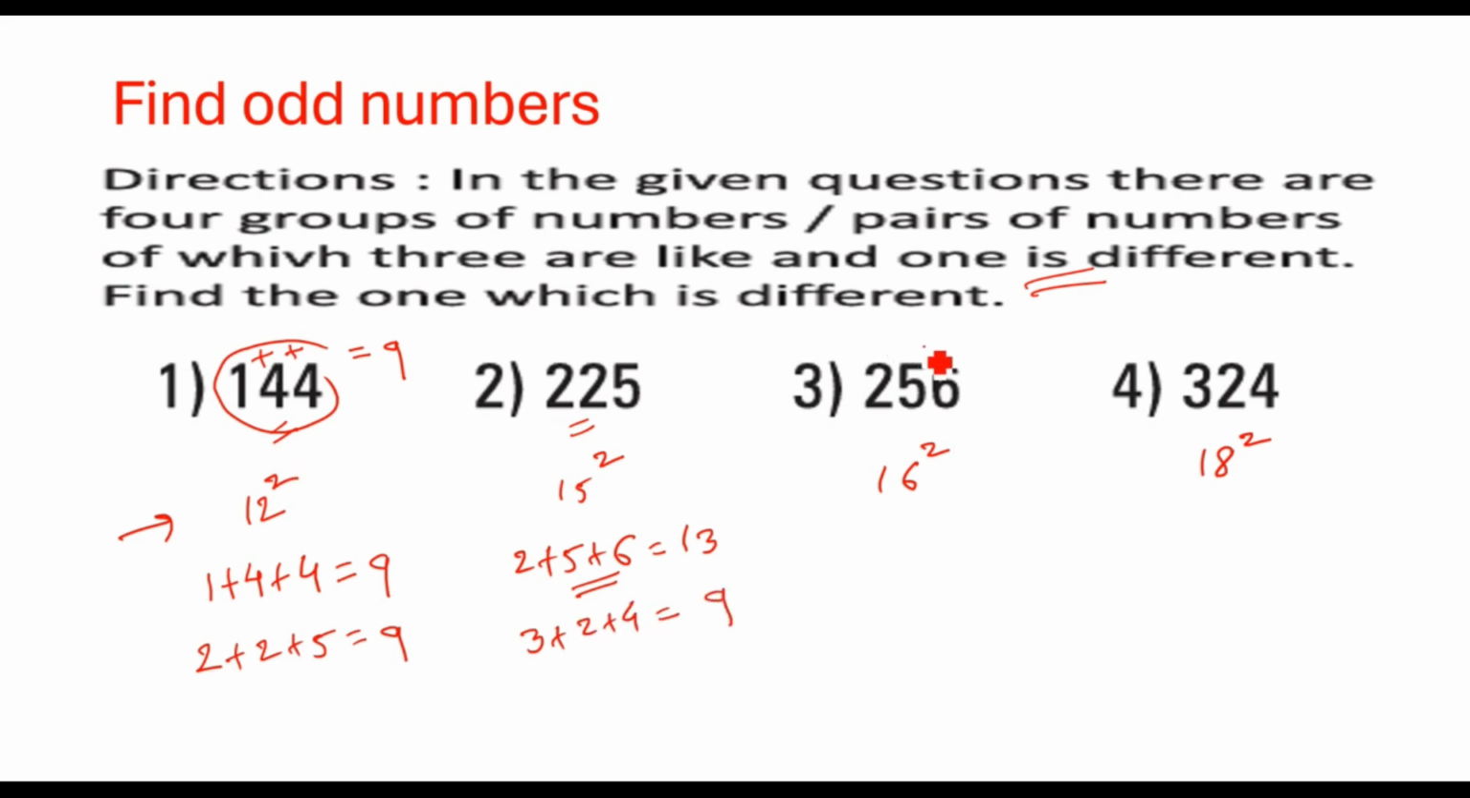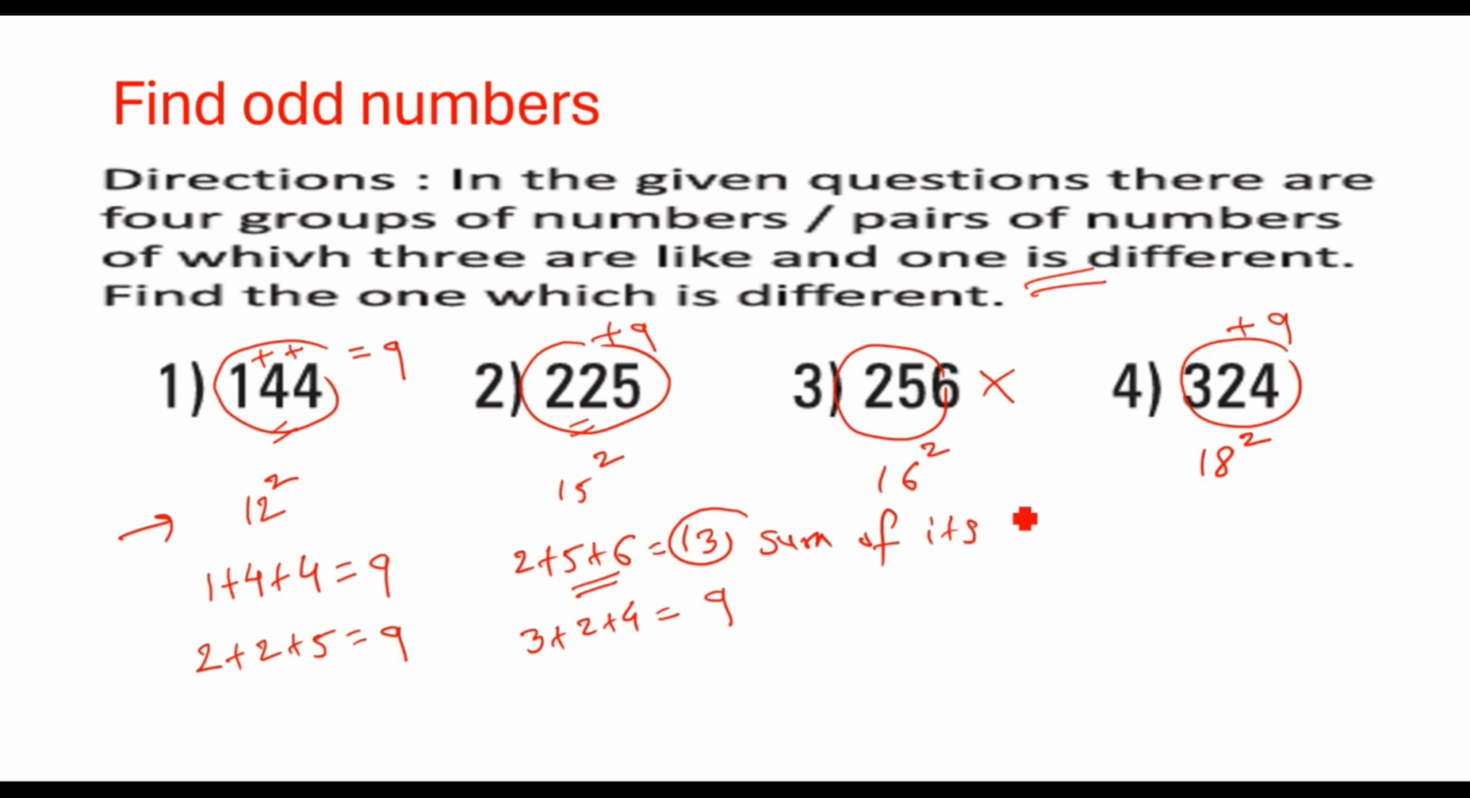It means option number 2 and option number 4, all have the sum of the digits as 9 except 256, whose sum of its digits is not 9, which is different from all the other options. We have to find out the one different number, and therefore 256 is the different number or option other than the given 4 options.